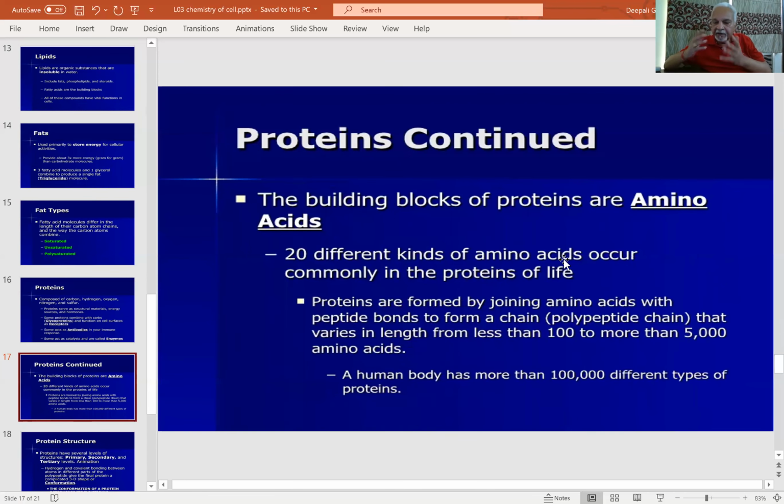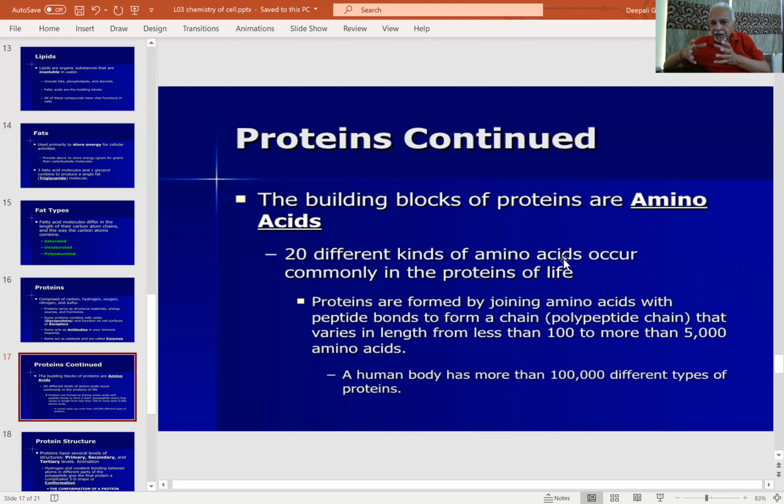Like you have seen in carbohydrates and lipids, proteins are made up of amino acids. Amino acid is basically the building block for proteins, and there are 20 different kinds of amino acids which come together in different combinations to make thousands and thousands of types of proteins in living organisms, starting from bacteria to humans.